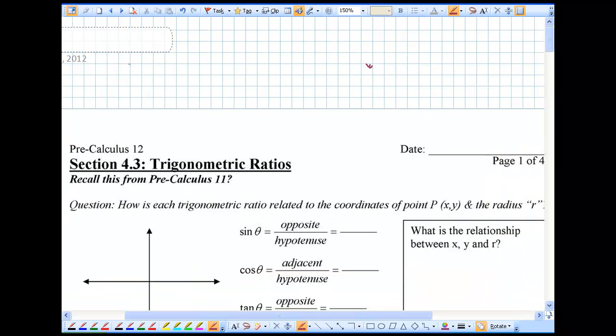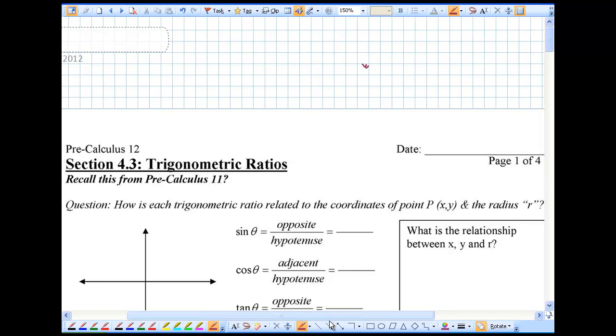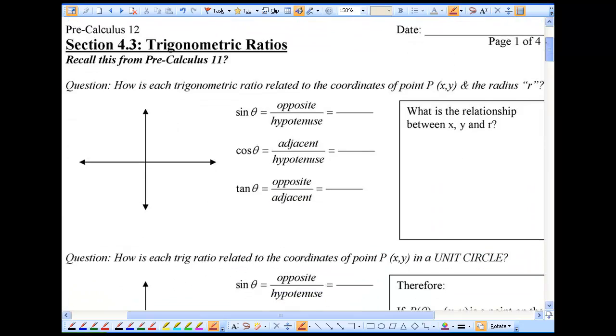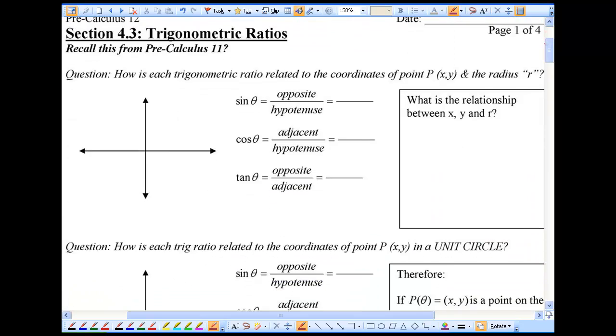Section 4.3 is where we're at today. We're going to be talking about trigonometric ratios. And a lot of this stuff you've actually seen before in pre-calc 11, but I thought I'd review it with you here before we introduce the new stuff that you'll learn. But recall this from pre-calc 11, where I asked you before, how is each trig ratio related to the coordinates of a point P? Of course, the point P has coordinates x, y, and the radius r.